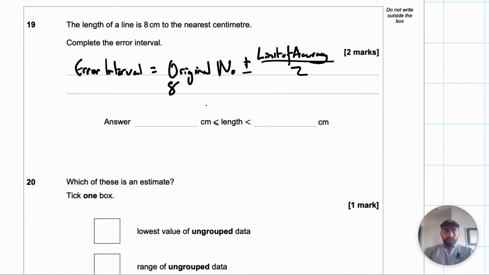Here the original number is 8, and we're plussing and minusing the limit of accuracy. The limit of accuracy here is to the nearest centimeter. That's to the nearest unit. So that'd be 1 divided by 2. So we're doing 8 take away a half, and we're doing 8 plus a half. 8 take away a half is 7.5, and 8 plus a half is 8.5. It would be greater than or equal to 7.5, and it would be less than 8.5.